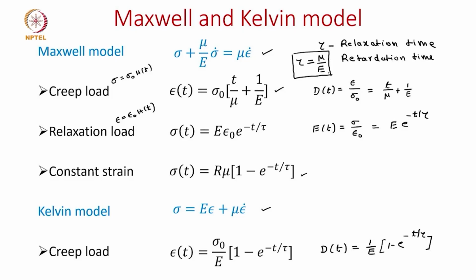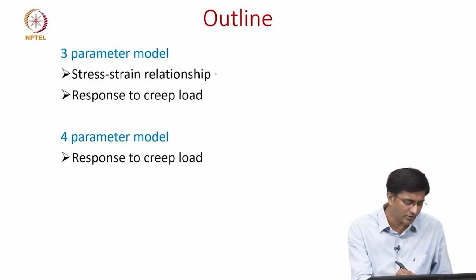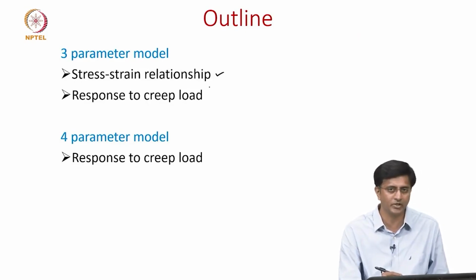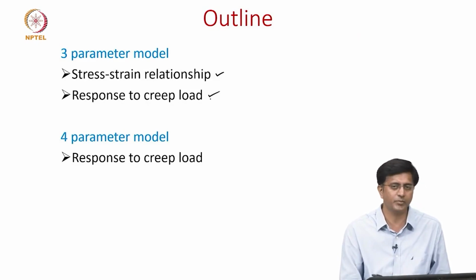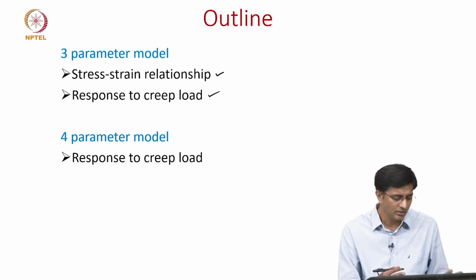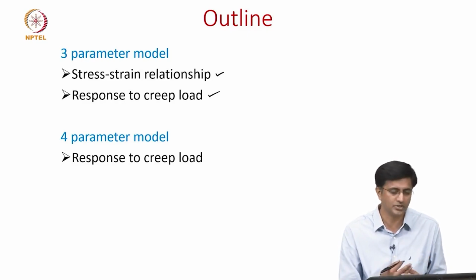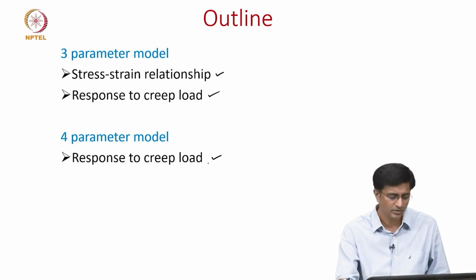Okay. So, with this quick summary of the Maxwell and Kelvin, let us move on to the 3 and 4 parameter models. Here we will first start by deriving the stress strain relations for the 3 parameter model, and later we will look at the creep response of the 3 parameter model. But when we move to the 4 parameter model, we will see that there is no need for us to develop these stress strain relations. Instead, we should be able to find the creep response with what we have already discussed. So, let us start with the 3 parameter model.